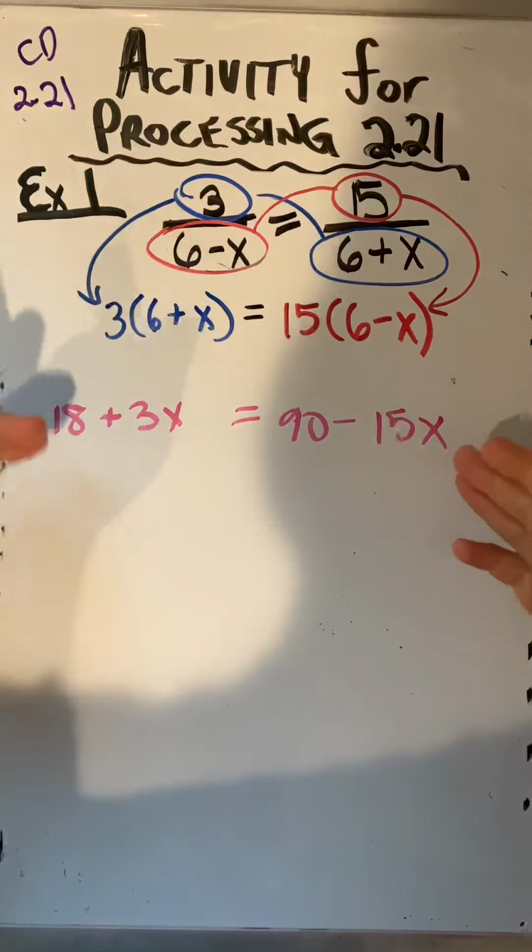So what we did is we used the distributive property. We multiplied 3 times 6, which I'm writing down right here, 3 times 6. We also multiplied 3 times x. And 3 times 6 gives us 18. 3 times x gives us 3x. Similar situation over here. We're going to distribute 15 times 6, that's 90. And then 15 times negative x gives us negative 15x. That's how we got this step right here.